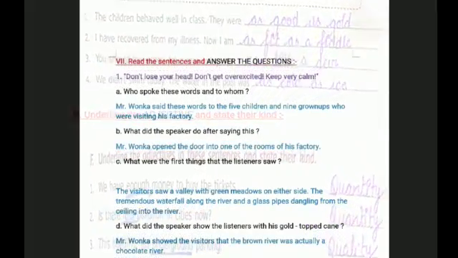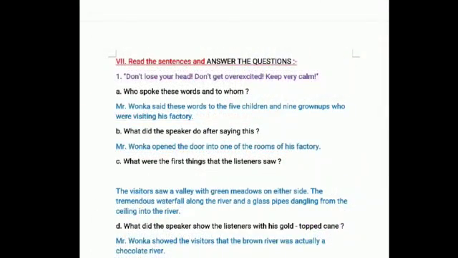Next, we are going to revise the question and answers. So first we'll be revising the read the sentence and answer the following questions. Okay, the first question, don't lose your head, don't get overexcited, keep very calm. Yes, children, who spoke these words? Yes, children, in lesson 5, the chocolate room, we learned that Mr. Wonka said these words to the 5 children and 9 grown-ups who were visiting his factory.